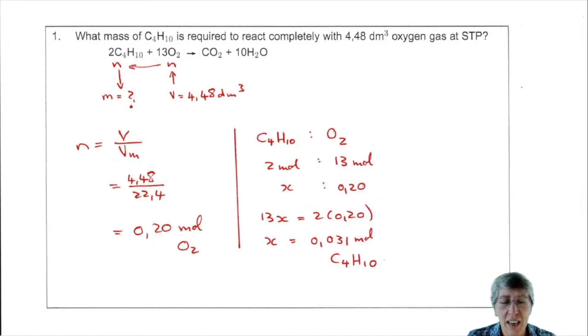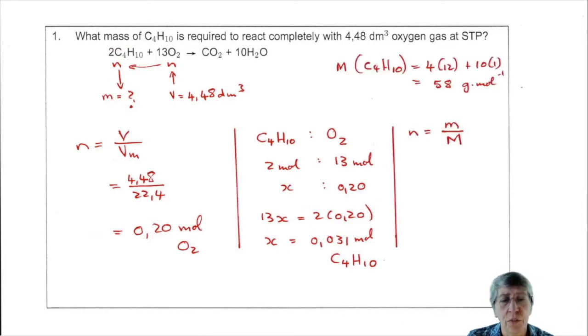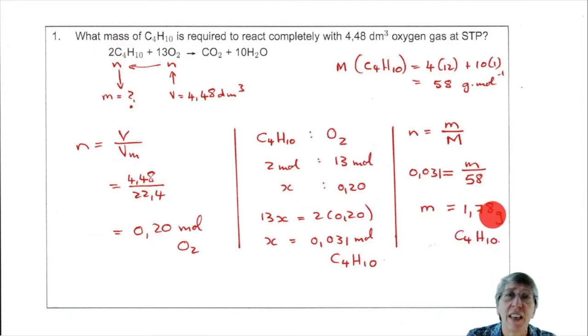And then you end up with 0,031 moles of C4H10. Now I've worked out the number of moles of that butane, and now I just need to convert to mass. Very important, remember, for that mass down there, don't include that 2. We've already used that. It's just the molar mass of the substance. And then you end up with a mass of 1,78 grams of butane.